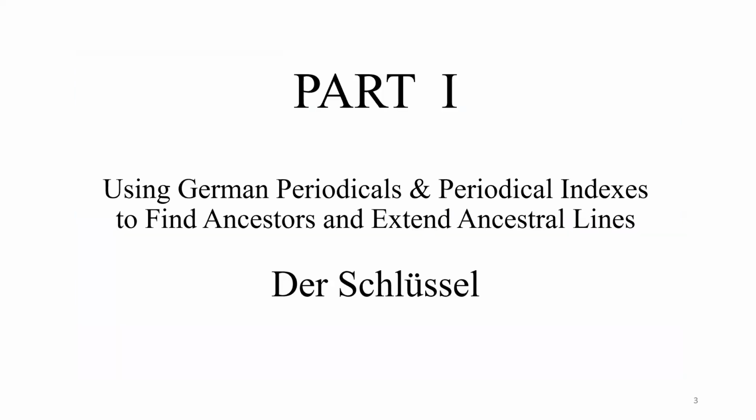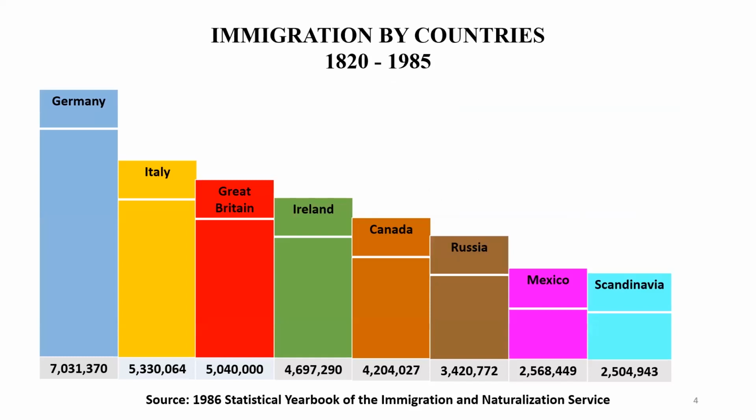In this presentation, I will be talking about the use of literally hundreds of German periodicals and the use of the periodical index called der Schlüssel, with the purpose of helping you find ancestors and also extend family lines. Most people are unaware of the fact that there are more people in the United States of German descent than any other nationality. The following statistics are taken from the Statistical Yearbook of the Immigration and Naturalization Service, which first began recording immigrants coming into the United States in 1820.